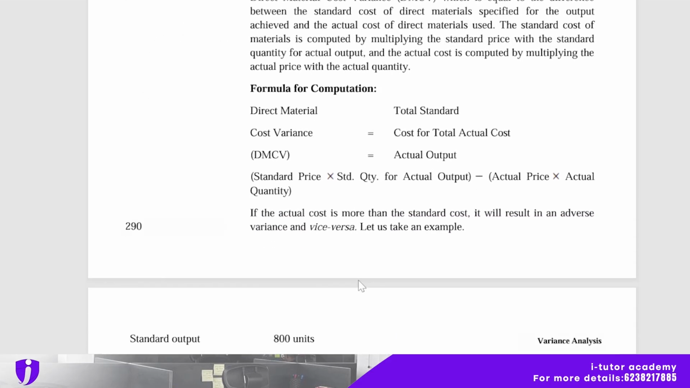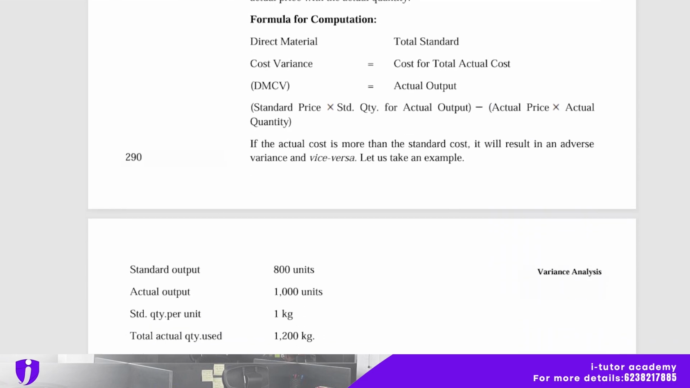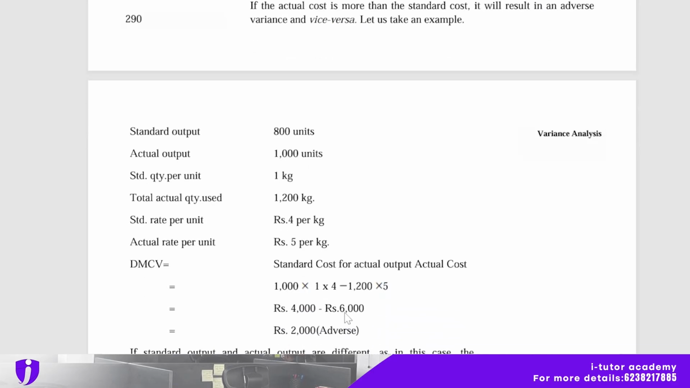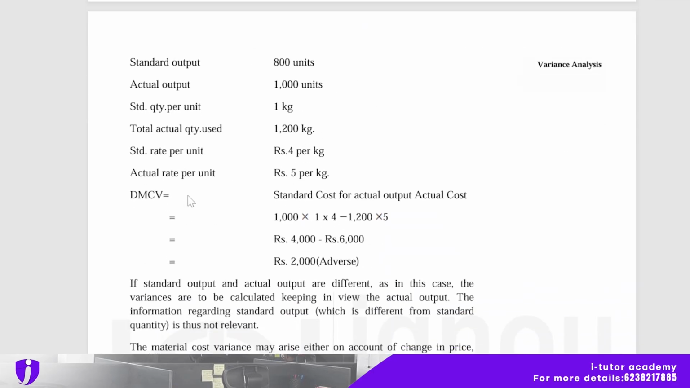Formula for computation is here. Direct material cost variance is equal to total standard cost minus total actual cost for the actual output. This is the equation for the same. You can refer to your IGNOU study material MMPC 004, Unit 11.